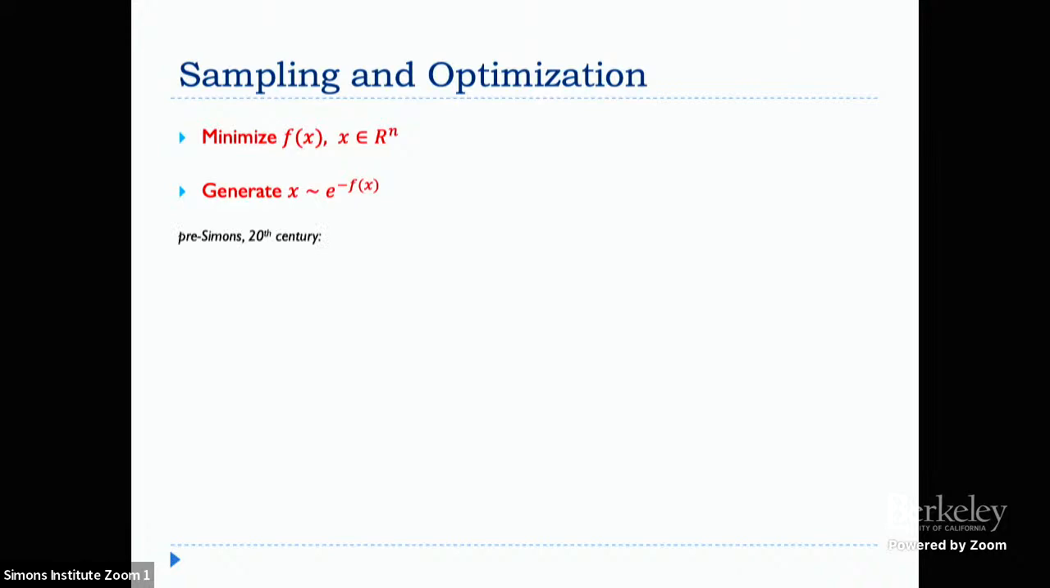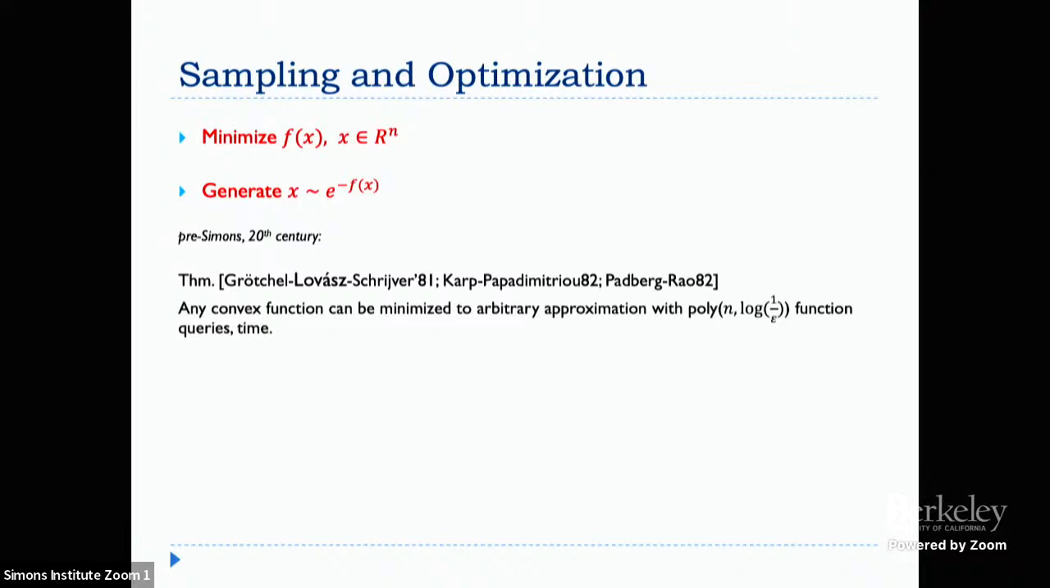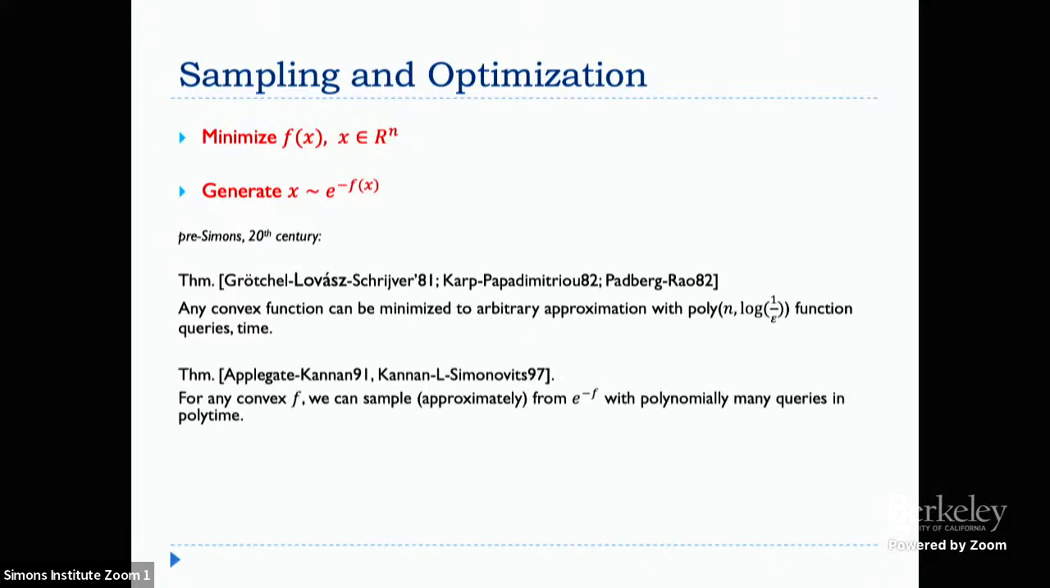So before Simons, in fact, in the 20th century, we had great results. Optimization can be solved in polynomial time, logarithmic in the desired accuracy, polynomial in the dimension for arbitrary convex functions. You can sample, basically if f is convex, you can sample e to the minus f in polynomial time, approximately. Great, right? So the polynomial time setting in some sense, at least for convex problems, was understood.